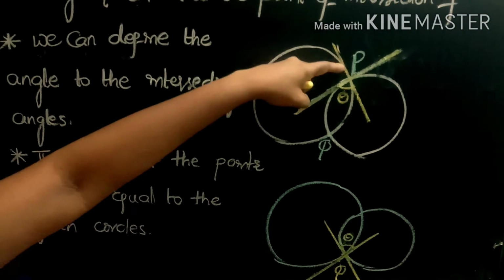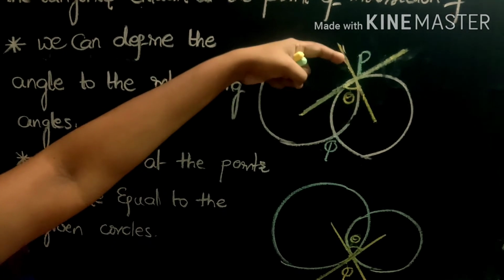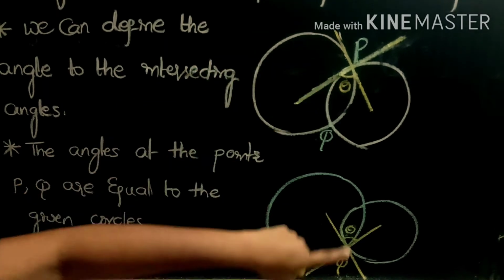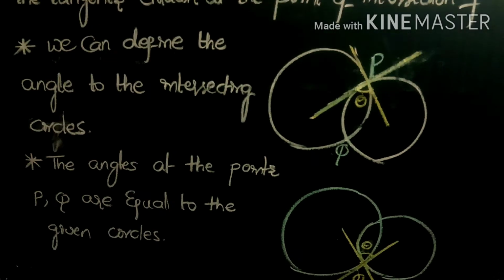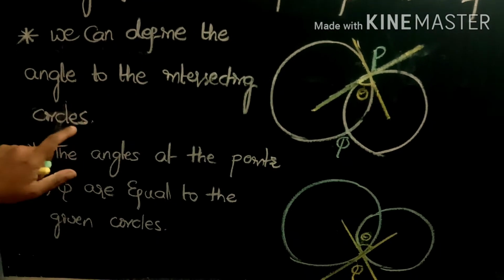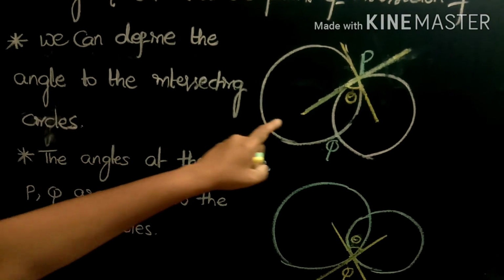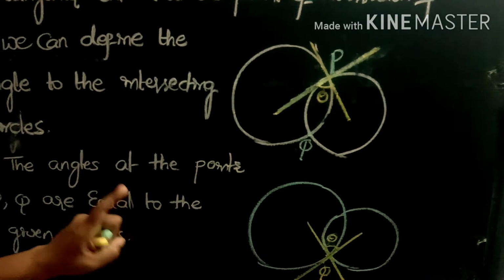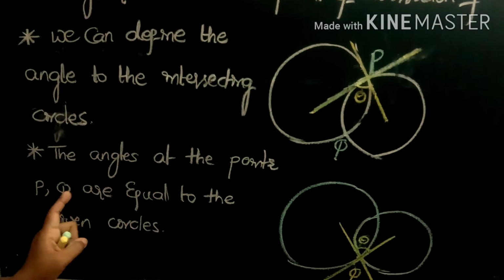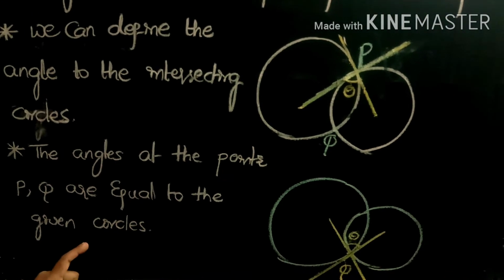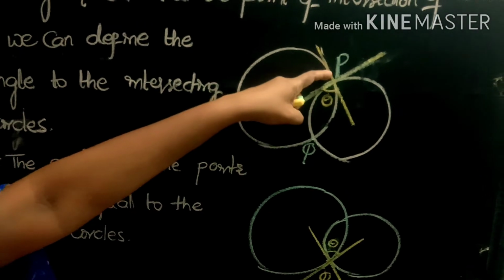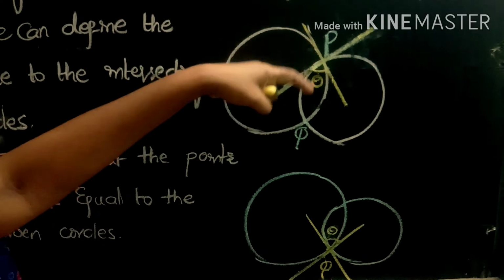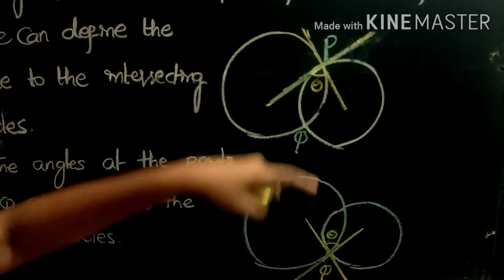Here we have two points of contact, P and Q. We can draw the tangents at either of the points of intersection, at the point P or at the point Q. We can define the angle only for intersecting circles. Here we have intersecting circles, so only then can we define the angle between the circles. The angles at the points P and Q are equal for the given circles, so we can take the angle at any of the points of intersection.